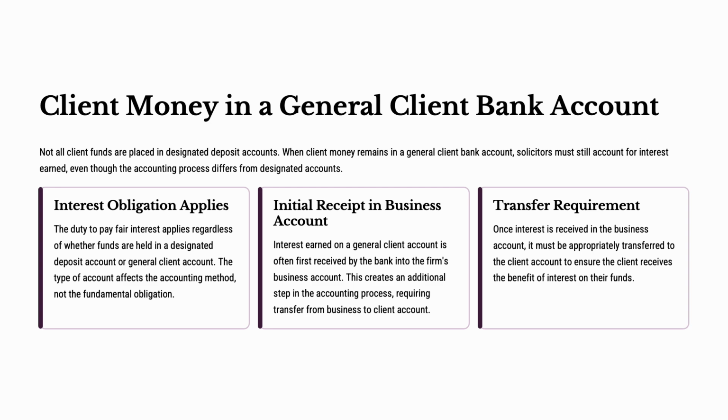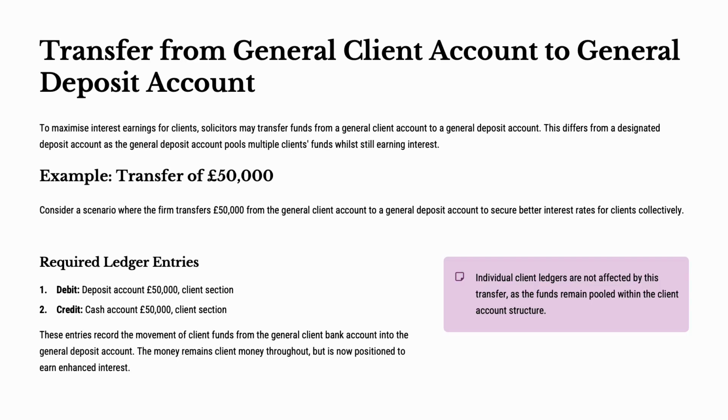So let's see this one, how it works. Transfer from general client account to general deposit account. Now we look at pooled money, that is £50,000 held for multiple clients in one client account. The transfer goes from general client account into general deposit account. The entries are debit deposit account 50,000 client section and credit cash account 50,000 client section. This is a bulk movement often done to earn a better interest rate on pooled client funds.